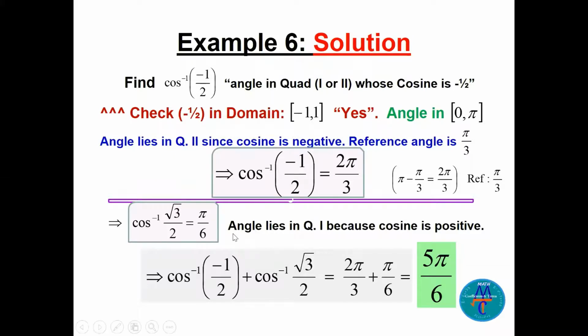See, the x here is minus, right? This is minus half. We know minus half is in between minus 1 to 1, so it is in the domain of the inverse, yes. So we can find the answer.